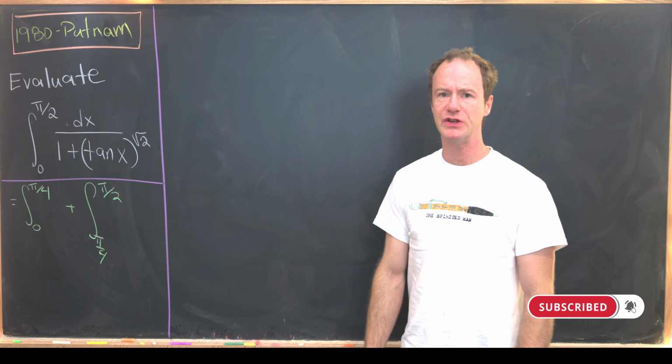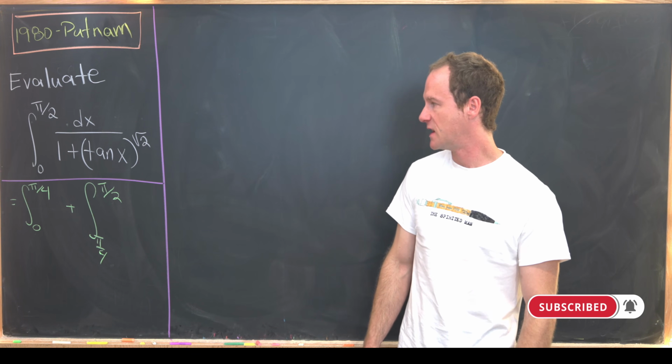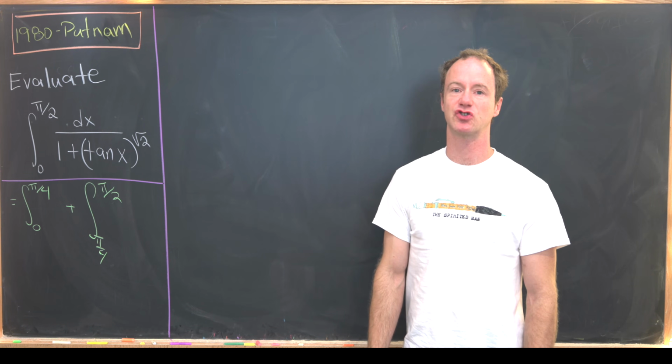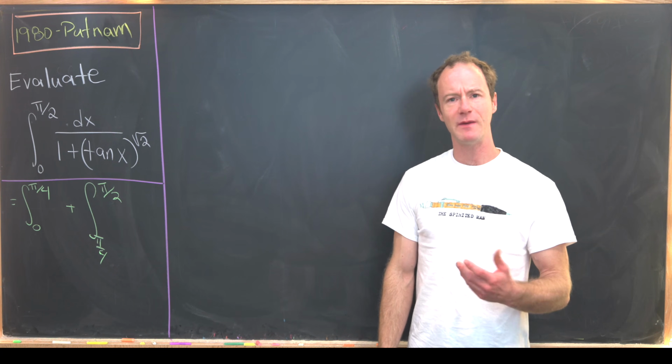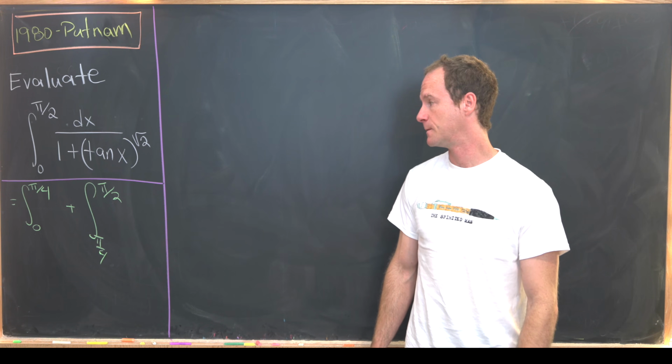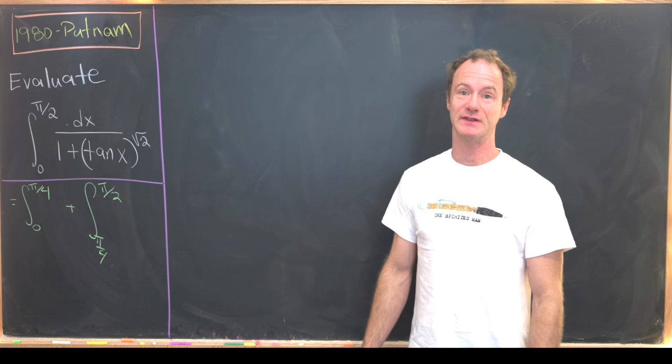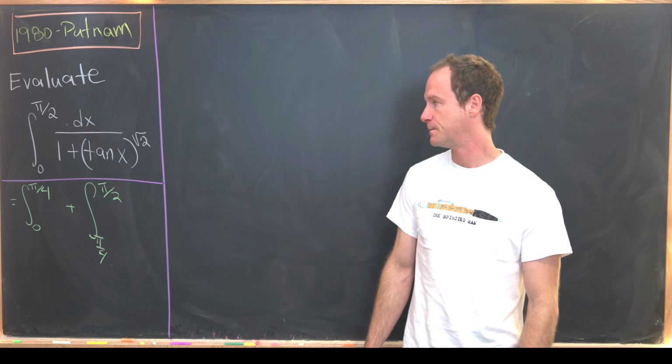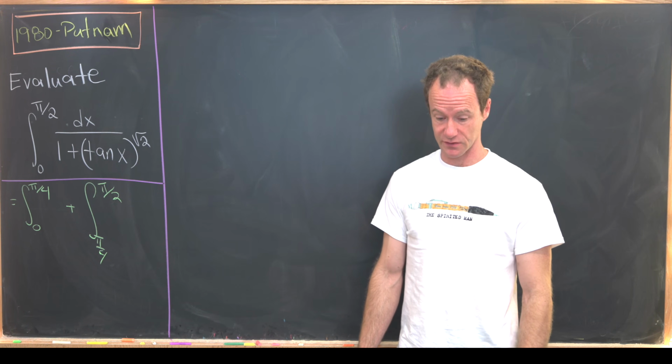Okay, so if we were to do a change of variables like that, then we would maybe need some sort of trig identity. So maybe this would be a good place to pause the video and play this game to see if you can finish it off. But I'll just jump right into the solution.